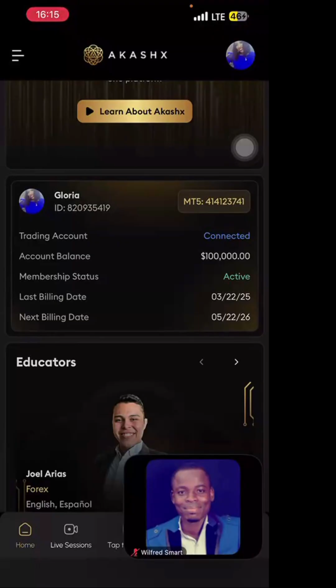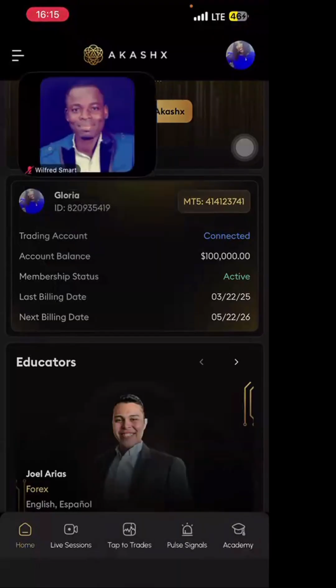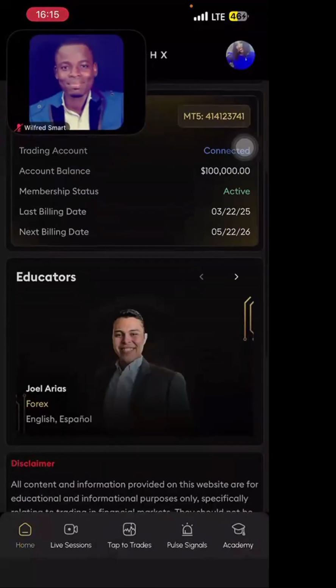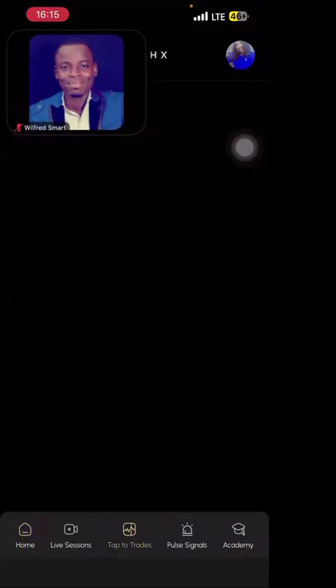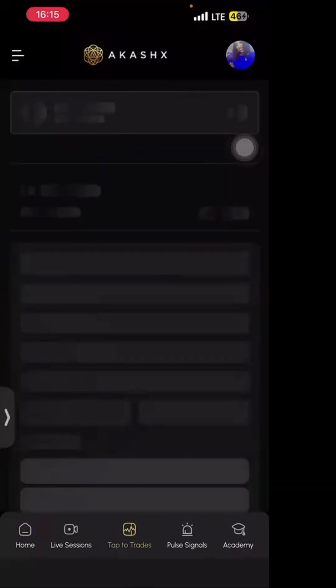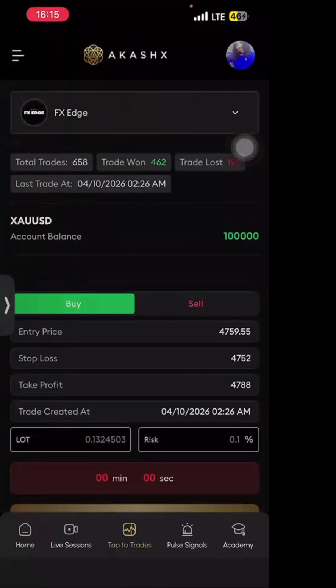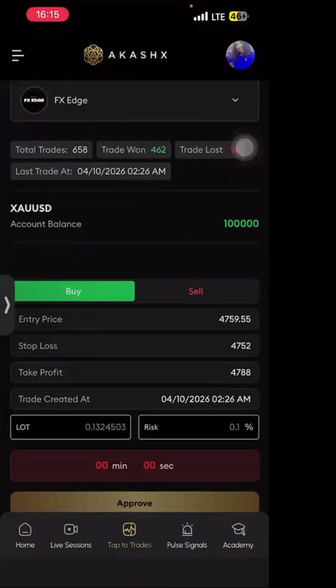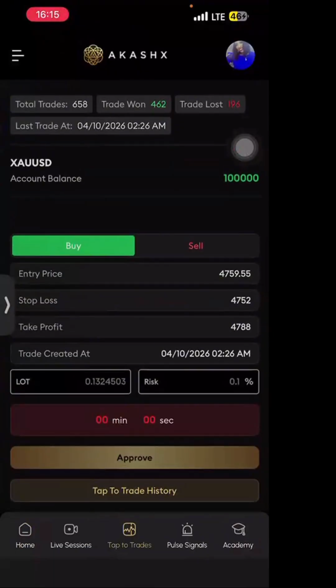So I connected it here and I want the Akashx professionals using the tap to trade the account for me. Whenever Akashx professionals call a trade, if they call a buy, I'll just click here. I'll approve the trade and tell them to trade it for me.